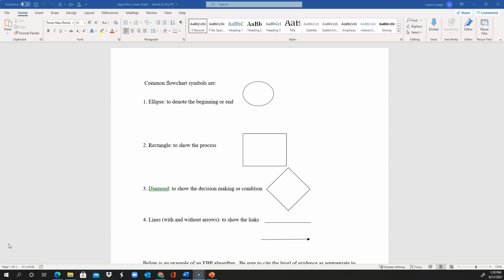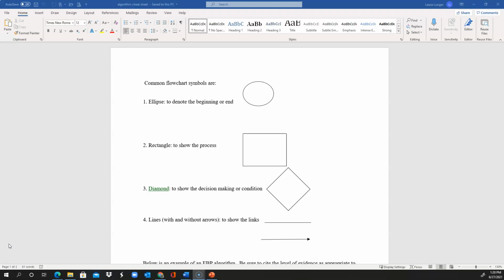So the first thing I have here for you pulled up on the screen is your algorithm cheat sheet. This is also included in your Blackboard course, but this basically goes over the symbols that you can use in your algorithm, what to use where. So I'm going to go over this briefly with you, but again, it's for reference in your Blackboard course.